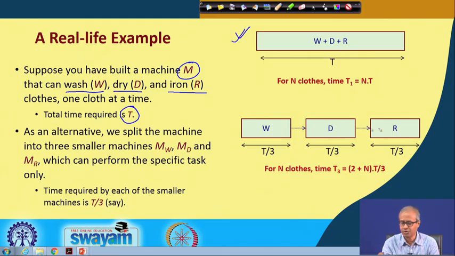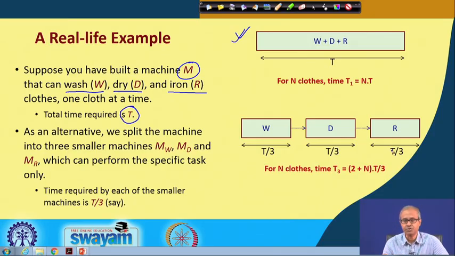Naturally, this will not cost 3 times as compared to the original machine, this will be much cheaper. So, let us make another assumption, the total time earlier was t, let us say for each of these the time is t by 3, t by 3 and t by 3. So that the total time still remains t.